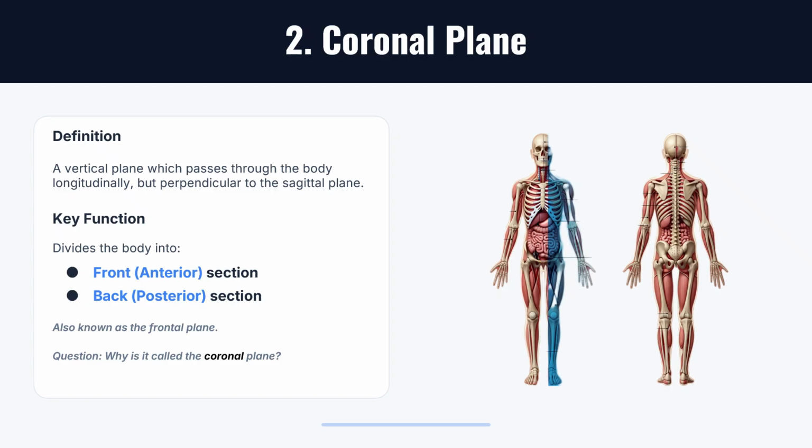There's also a vertical plane which passes through the body longitudinally, but this time around it's perpendicular to the sagittal plane. So here it divides the body into a front section and a back section. The front is known as the anterior section and the back is known as the posterior. So I'm sure you have heard of these terms. All this is possible because of these anatomical planes. But you may wonder, why is it called the coronal plane? I'm expecting your answers in the comment field.